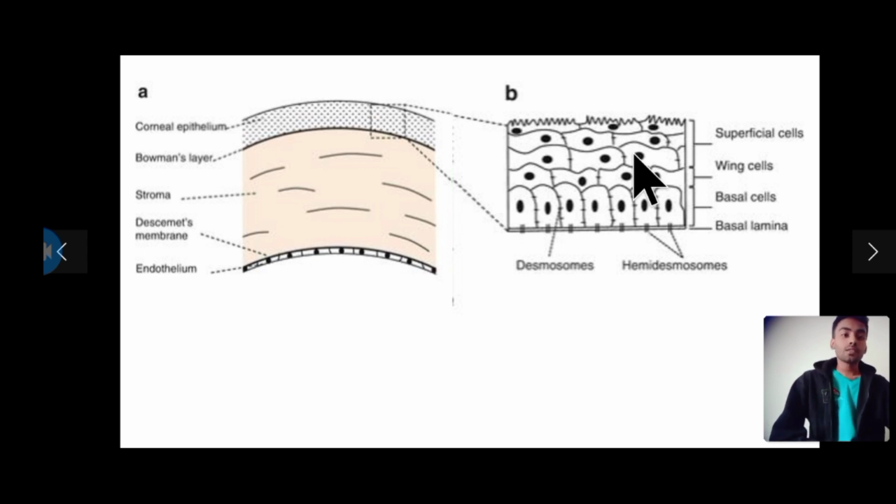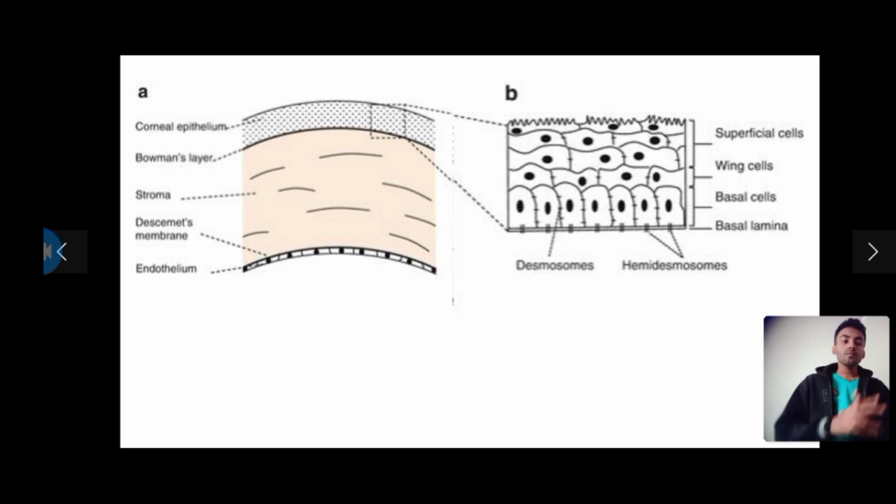Next, the superficial cells. The nucleus of the superficial cells is again a flattened nucleus, and the superficial cells are also linked to each other with this tight intercellular junction, and the anterior surface of the superficial flattened cells is covered with microvilli. Each microvillus is 0.5 millimeter in height. So what is the significance of the microvilli? These microvilli increase the stability of the precorneal tear film.